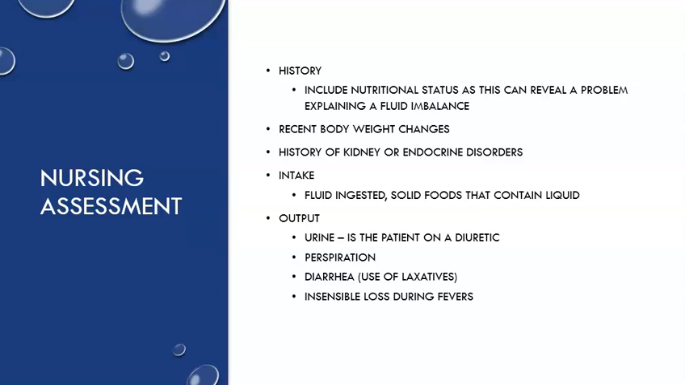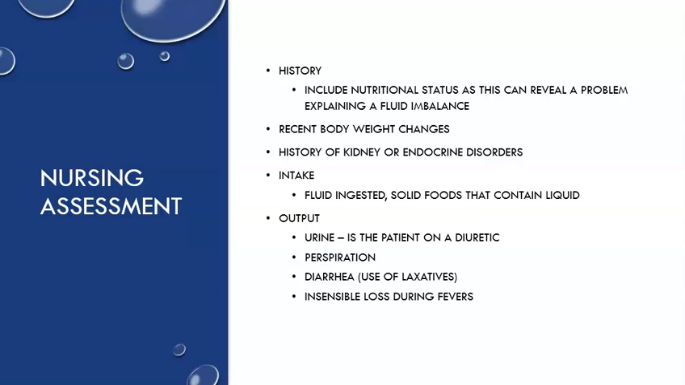Do they have a family history of kidney disease? Do they have an endocrine disorder such as diabetes insipidus or any diabetic issue? What kind of fluids are they drinking? So if they drink soda all day long, that's not really good for them. Soda has caffeine in it, which is a natural diuretic. Are they eating an adequate diet? Are they eating enough regular healthy food?